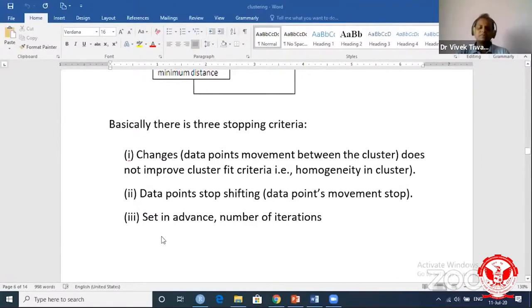The third clustering stopping criterion is a set-in-advance number of iterations. It may happen sometimes that the clustering process continues and the iterations keep going. It is not possible to wait for hours, or 2 hours, or 10 days, or 20 days. It's a kind of endless loop. So it is highly recommended to set in advance a number of iterations for my clustering process. Maximum number of iterations is 100. Before 100 iterations, if condition 1 and condition 2 match, then that is called converged clusters. Otherwise, after 100 iterations, my algorithm automatically stops, and whatever clusters they have at that point will be considered as the clusters. So these three are the stopping criteria.